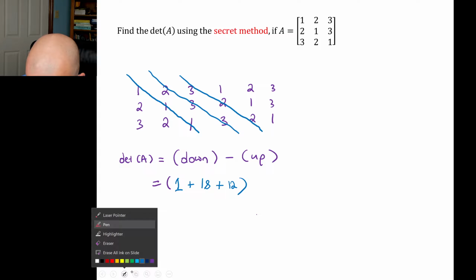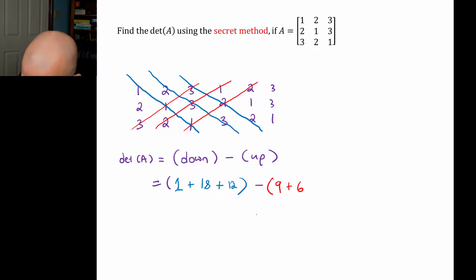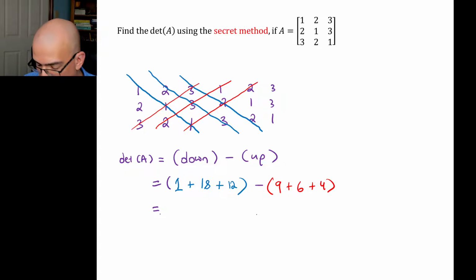And then minus the up products. So 3 times 1 times 3 is 9. 2 times 3 times 1 is 6. And 1 times 2 times 2 is 4. And we simplify. So this is 31 here minus 19, which is 12, which is the same answer.